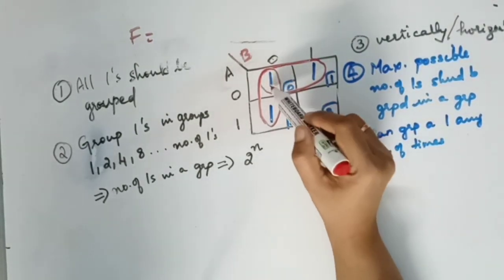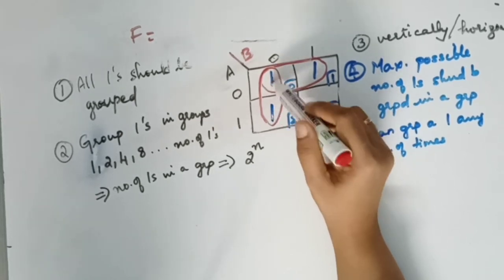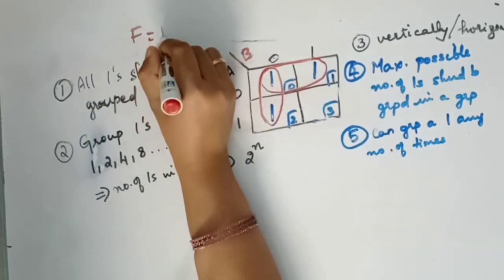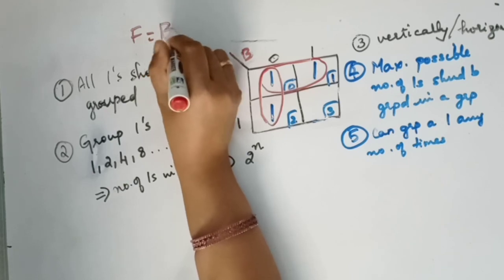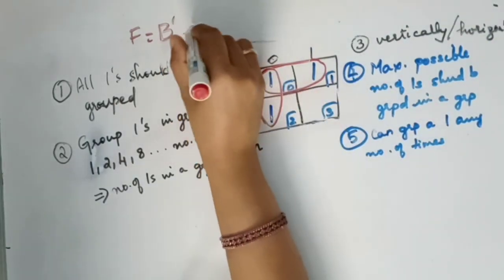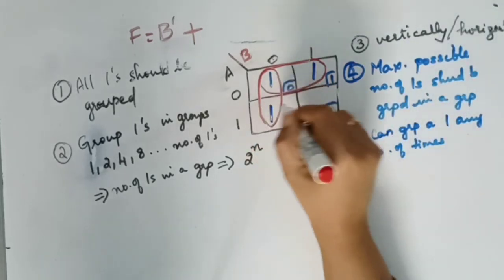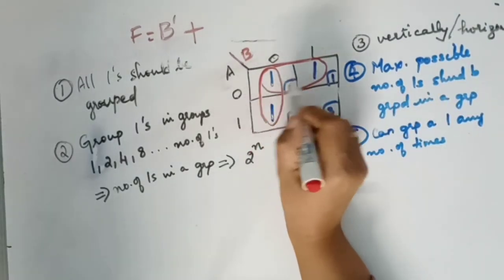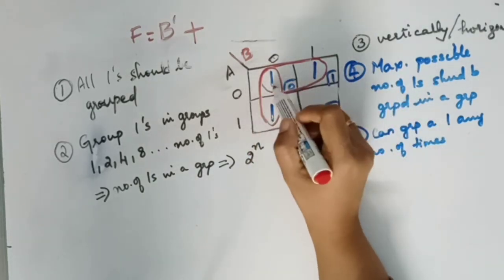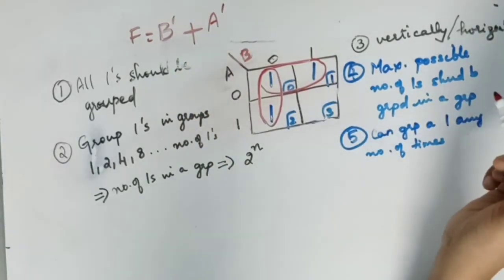So for this one, B is 0. For this one, B is 0. So for both the ones, B is 0. So I'll write that, and B0 means it is B bar. Then I'll put a plus sign and move on to the next group. For this particular group, both the ones have A as 0. So A0 is common to both the ones, and A0 means it is A bar.